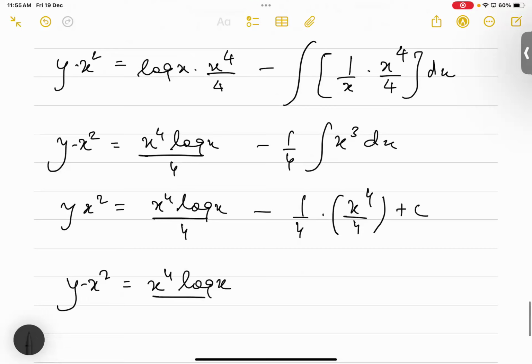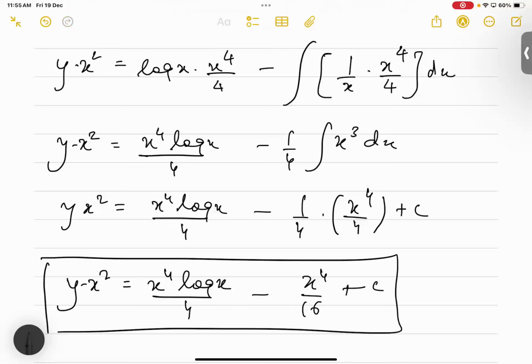Guys, are you understanding this? This is the general solution. Yeah, it's into, sorry. Okay. This is the general solution.